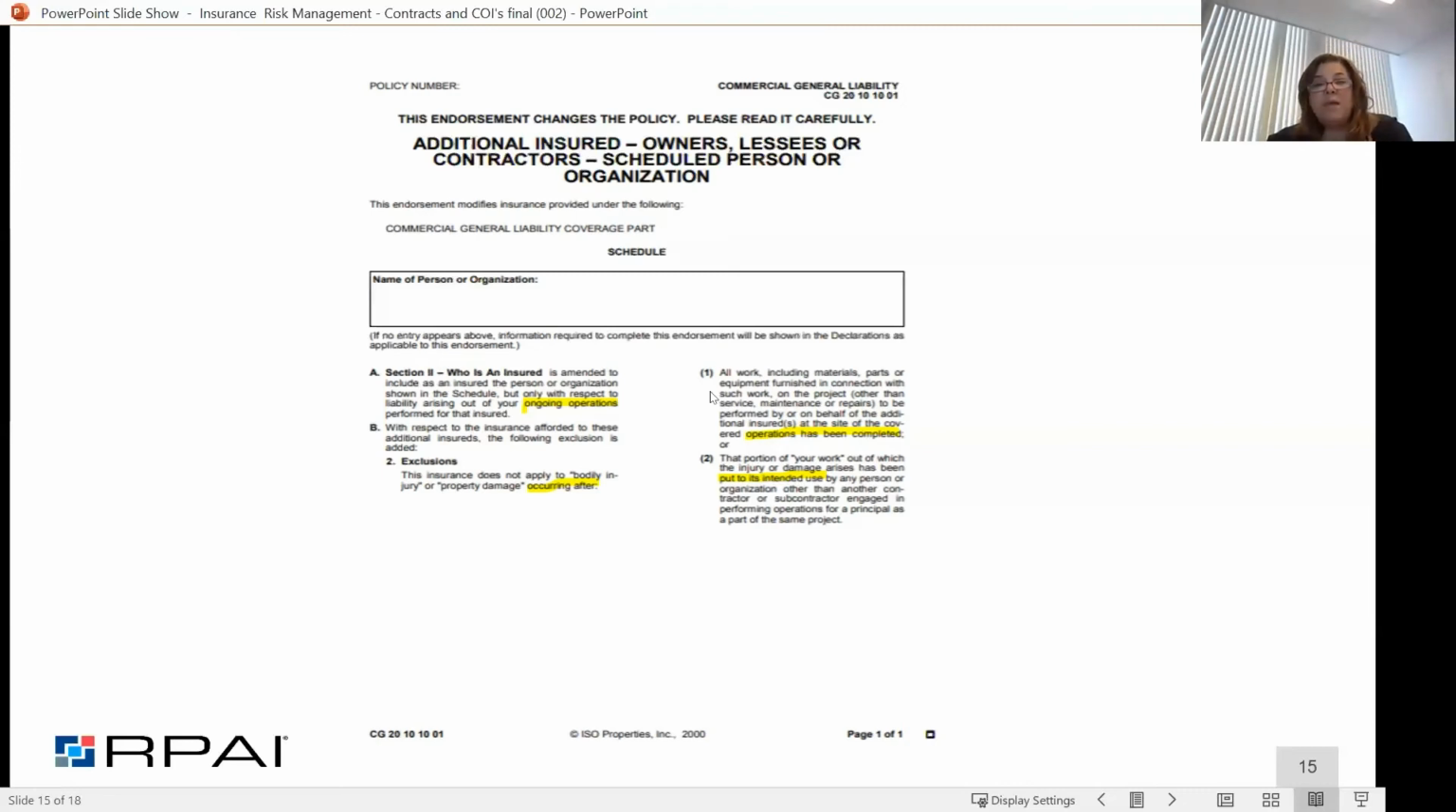So what does that mean? I'm a landlord. I hire an electrician to come out and I ask them to do the wiring in my space.